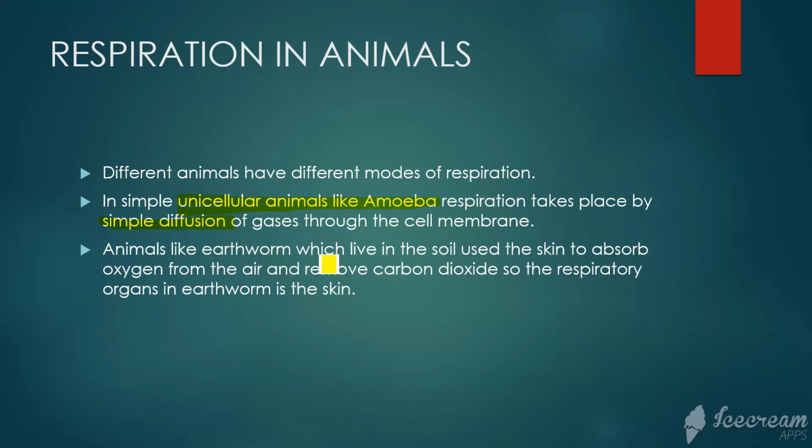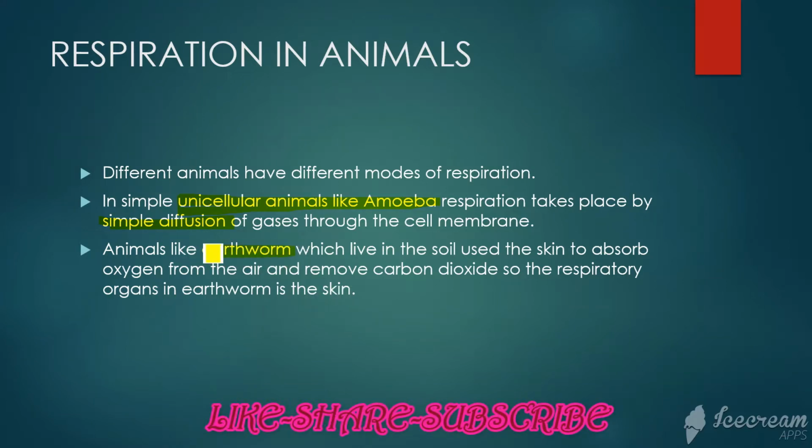Animals like earthworm, which live in soil, use skin to absorb oxygen from the air and remove carbon dioxide. So the respiratory organ of the earthworm is skin. Animals like earthworm, कहाँ रहता है? Earthworm lives in the soil. So we've already studied in respiration in plants that soil has air spaces which have oxygen in them. तो earthworm क्या करता है?